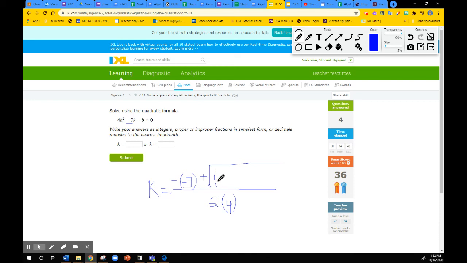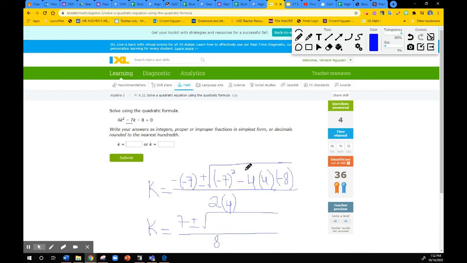Again, parentheses, b squared, 7 squared. Minus 8, or no, I'm sorry, minus 4ac. So minus 4 times a, which is 4, and times c, which is negative 8. That's what I meant to say. Okay, let's simplify this. 7 positive, plus or minus the square root of a mass, and over 8.